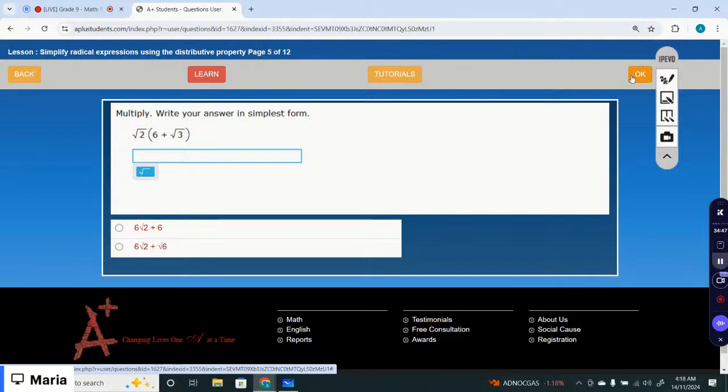Option number 2 is the correct option, right? That is 6 square root 2 plus square root 6. Now, why not option number 1? Square root 3 times square root 2, right? So 3 times 2 makes 6. Not only 6, right? Square root cancels out when you have a square. So option number 2 is the correct option. That is 6 square root 2 plus square root 6.